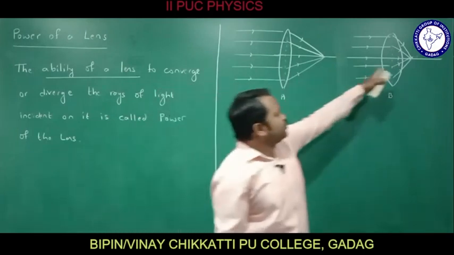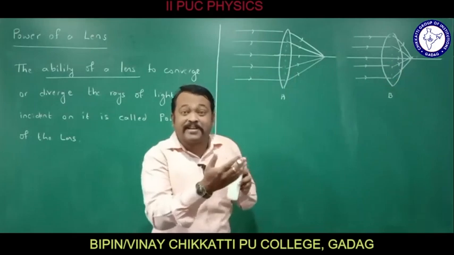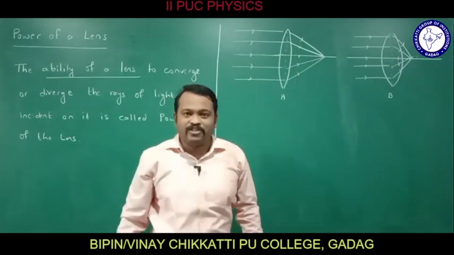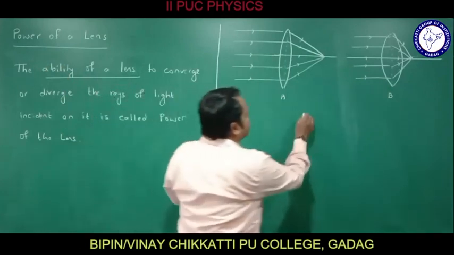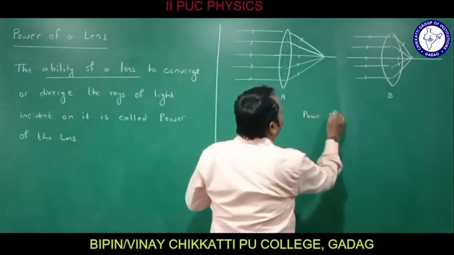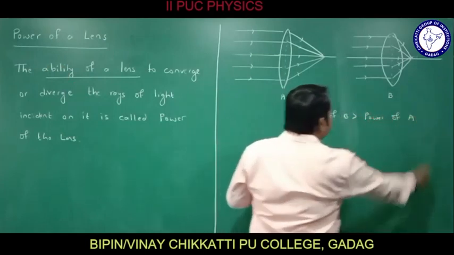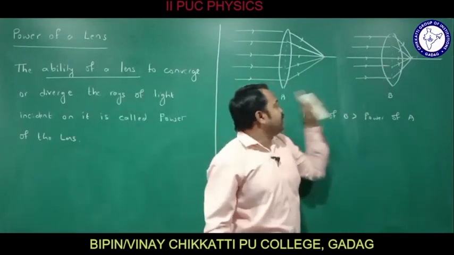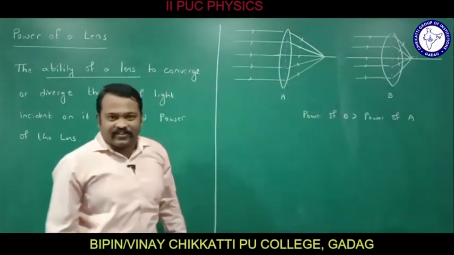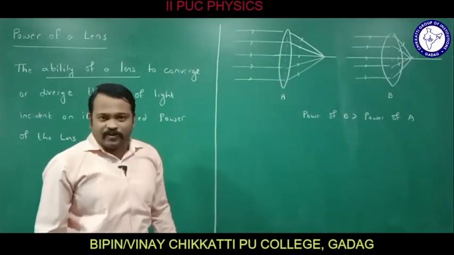Right, it means B converges more compared to A. If I want to make the comparison of the ability to converge, I will use a physical quantity called power. By this, I can say that the power of lens B is greater than the power of lens A. So if I'm comparing the ability to converge, B has more ability to converge here.